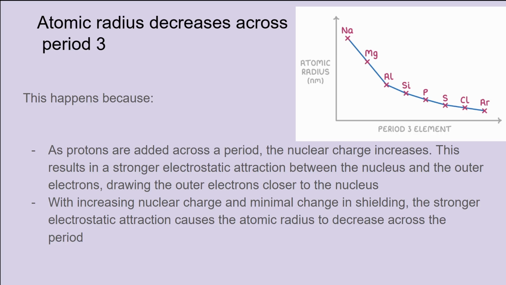across the period. So that means that because the nucleus becomes more positive, it pulls the negative electrons on the outside closer in. And because there's not very much change in shielding, which means the number of shells between the nucleus and the outermost electron, it can pull it in quite easily, as it increases in positivity, or nuclear charge in a more formal way.